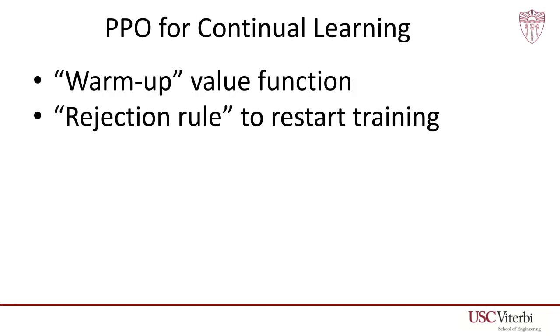Our basic building block in this method is to repeatedly apply a slightly modified proximal policy optimization. We add a step at the start of training each task where we train the value function before adapting the policy. This prevents valuable behavior from being lost due to high variance advantage estimates. We also make use of a rejection rule that restarts training if it gets stuck in order to allow reliably solving many tasks in sequence.